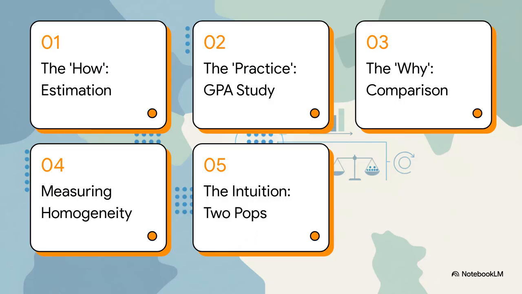All right, here's our game plan. First, we'll cover the how, the basic formulas you need to get started. Then we'll jump into the practice with a GPA study, just to see it all in action. After that, we'll dig into the why of it all, comparing it to the simple random sampling you're probably used to. That's going to lead us to a super important idea called the intra-class correlation coefficient. And finally, we'll lock in our intuition by looking at two totally different artificial populations.